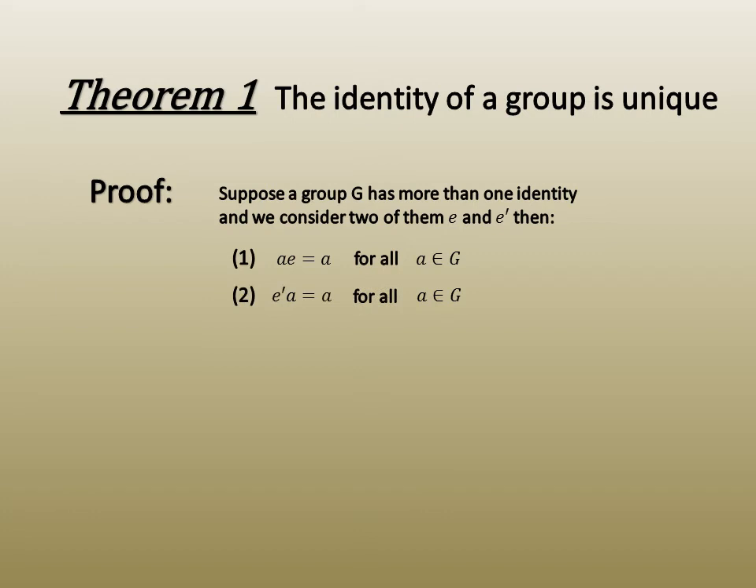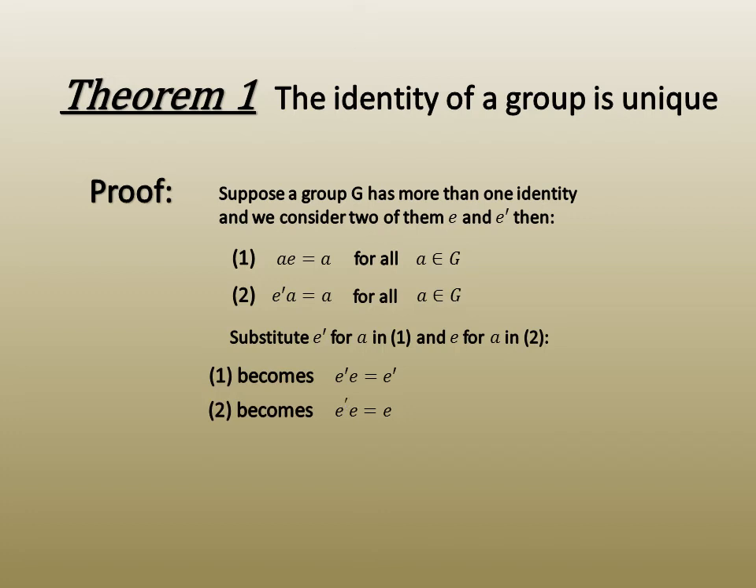Substituting E dash for A in equation 1 and E for A in equation 2, then we can immediately see a new equation: E dash is equal to E. So we may unambiguously speak of the identity of a group. This theorem is useful because it means we only have to search for one identity. Also note that proofs in mathematics are conventionally ended with a solid black rectangle.